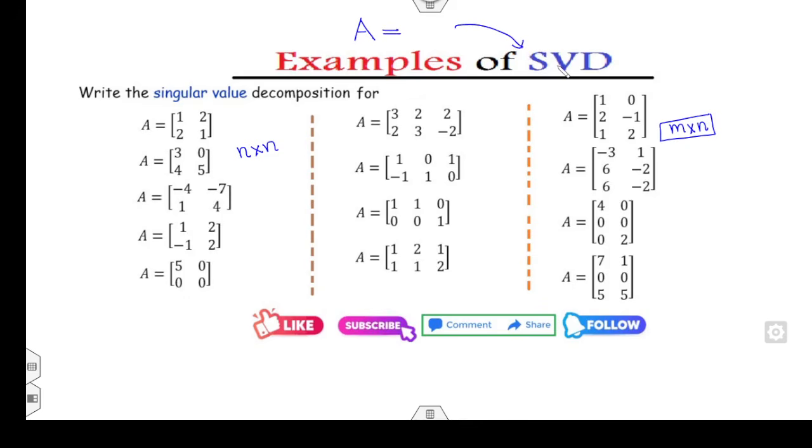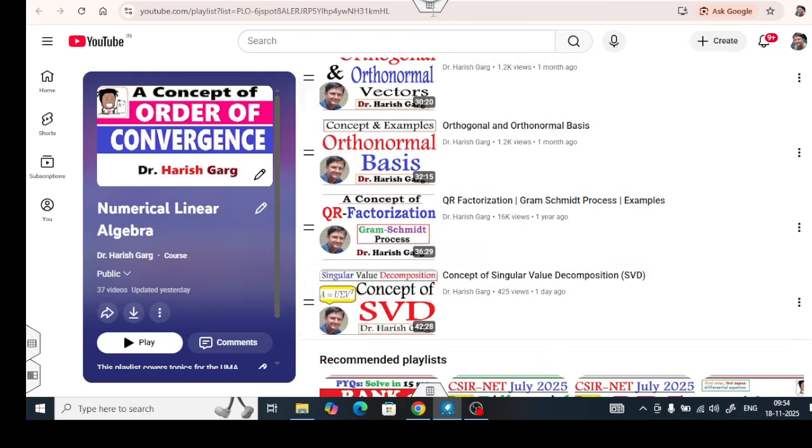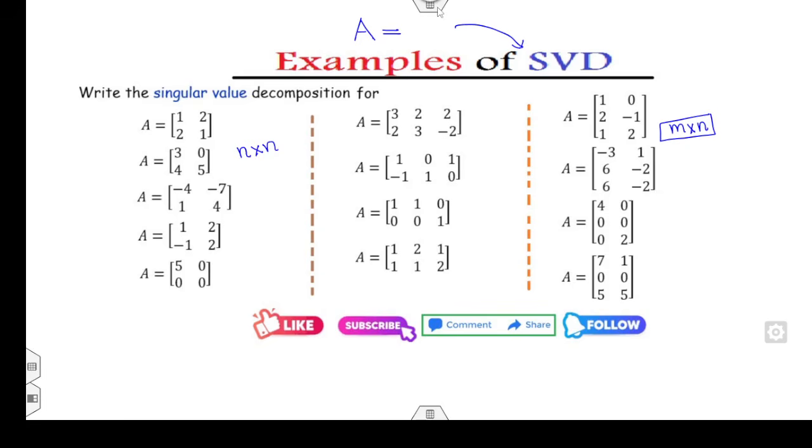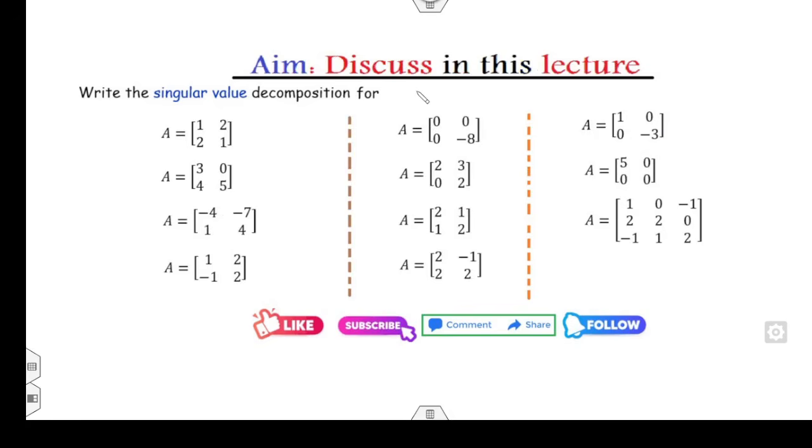The concept, theory and all these notations and properties we have described in the concept of singular value decomposition in my last lecture. You must watch and understand the concept of the singular value decomposition. In this lecture, we will cover all those questions which are related to the square matrix. Like you can see, all these 11 exercises, 2 cross 2, 2 cross 2, this is my 3 cross 3. How we can solve these problems in this lecture.